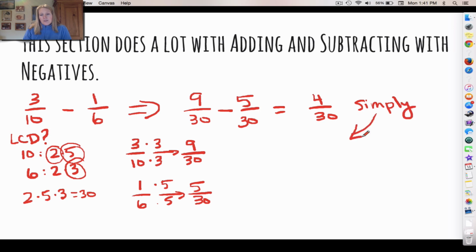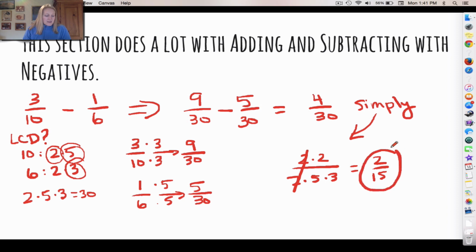We simplify by factoring it again. 2 times 2 is 4, and 30 is, we've decided over here, 2 times 5 times 3. These are common, so we're going to get rid of that, and so we're going to have 2 over 15 is what remains, and that is going to be my answer. Okay, so we have to simplify by reducing. Okay, so that's one example.